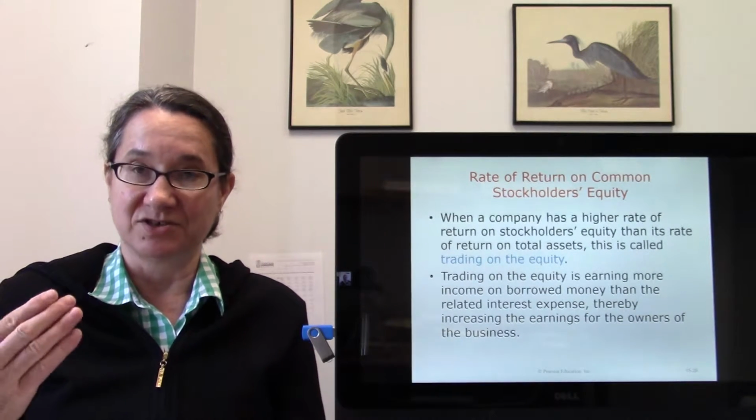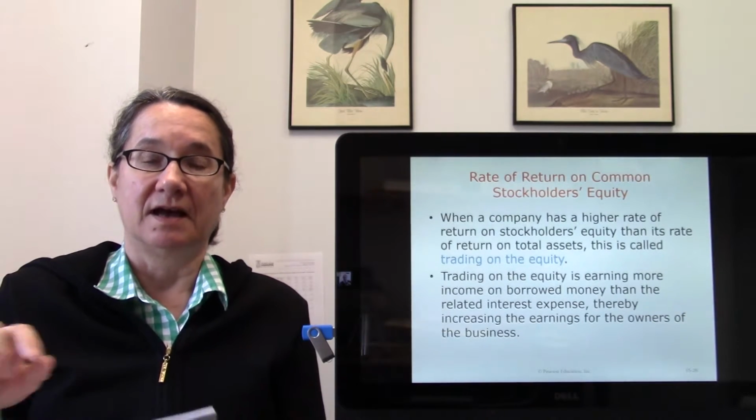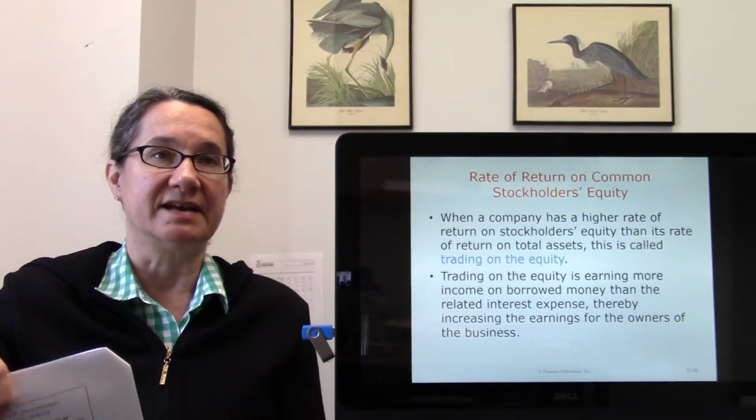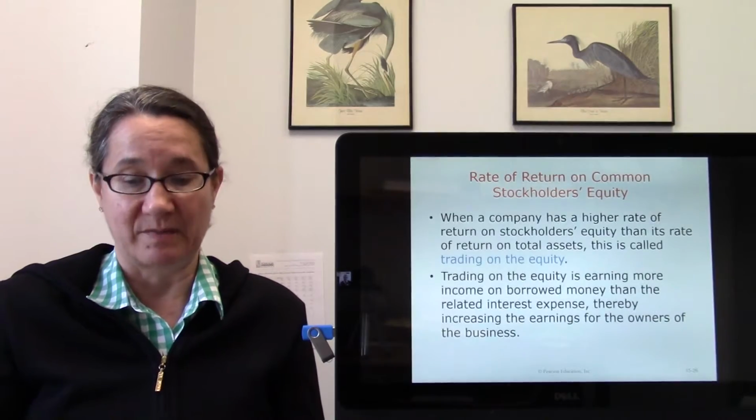So when you leverage, you get more return. The downside is you've got more debt, more interest expense, and more risk of not being able to pay that back.